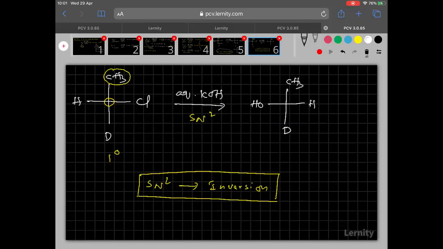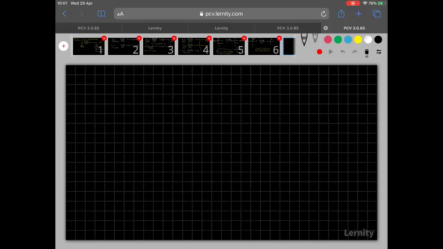Right? Now let me move to the next slide here. I will give you a question, you try to solve this one now. Look here, this is the compound. When this reacts with aqueous KOH, what is the product formed and what is the mechanism? Try to answer this one, everyone.